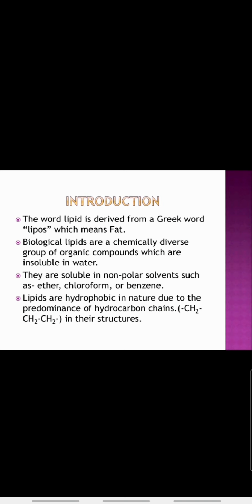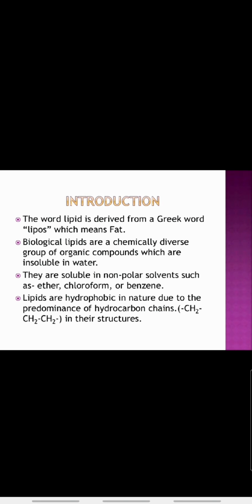So now let's start with the introductory part of the lesson. The word lipids is derived from a Greek word, lipos, which means fat. Lipids include a diverse group of compounds that are largely non-polar in nature. It is non-polar because the chain of the lipids involves hydrocarbons.